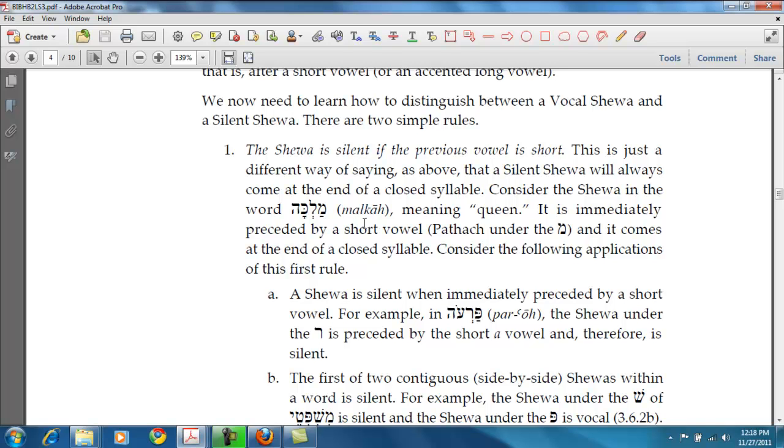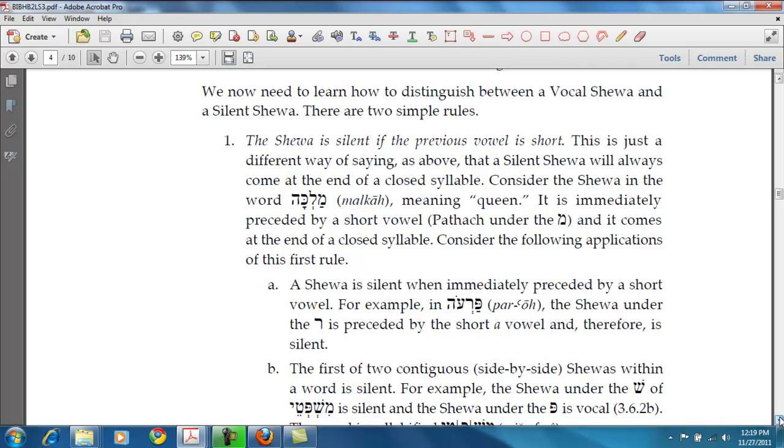Consider the Shava in the word malka. You have the patach, which is a short a vowel, followed by a Shava under the lamed. Thus, that is closing that syllable. It's malka, not malecha. Malka means queen. It's immediately preceded by a short vowel, patach, under the mem, and it comes at the end of a closed syllable.